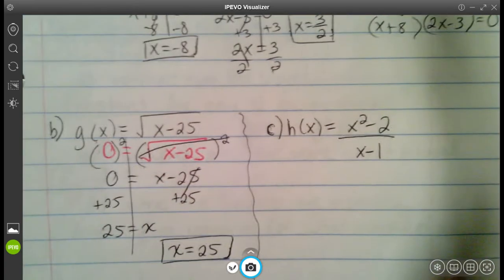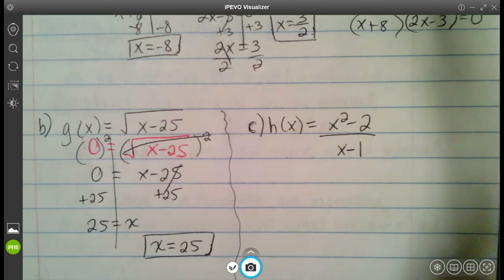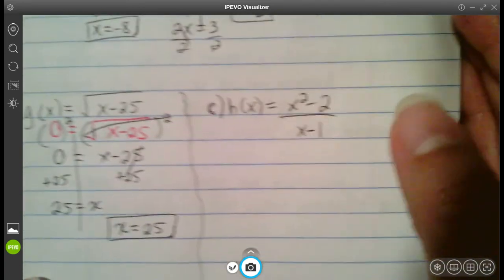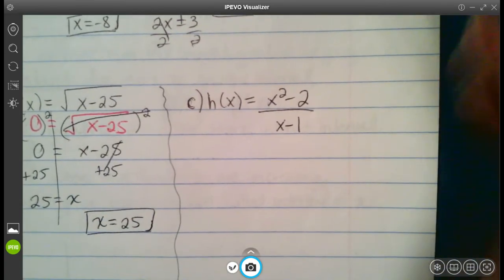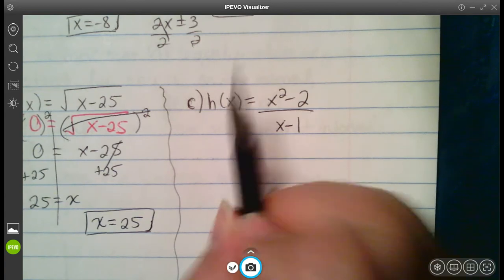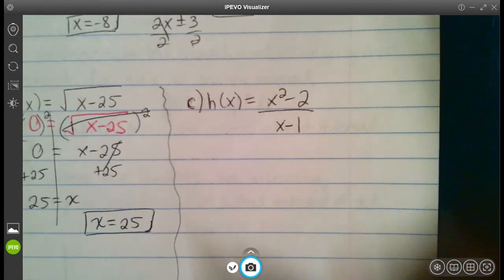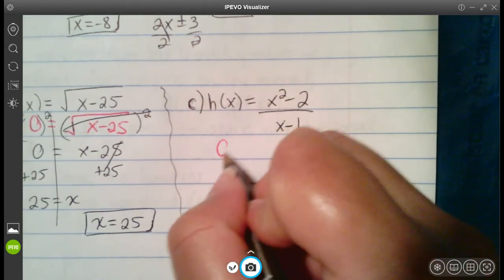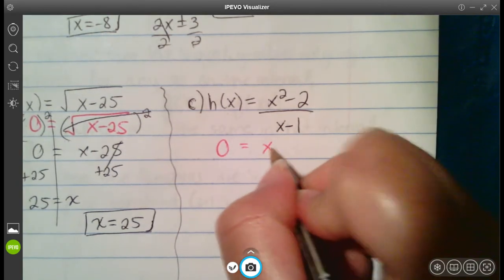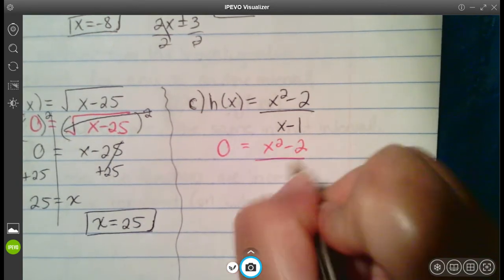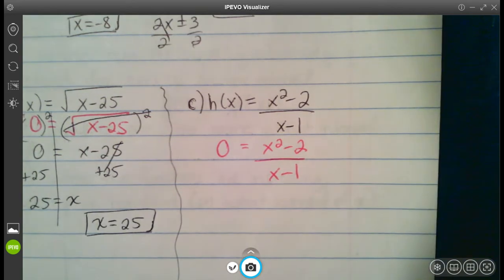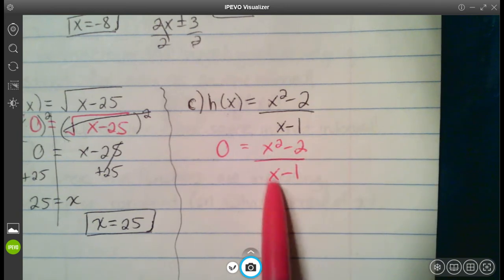Last one for this section here. h of x is equal to x squared minus 2 over x minus 1. So this one is going to be a little bit tricky because we're still going to set this equal to 0. Okay, so let me start off with that. This is going to be 0. So 0 equals x squared minus 2 over x minus 1. Okay, but now to solve this, we have to be a little creative here because we have an x on the top and we have an x on the bottom.